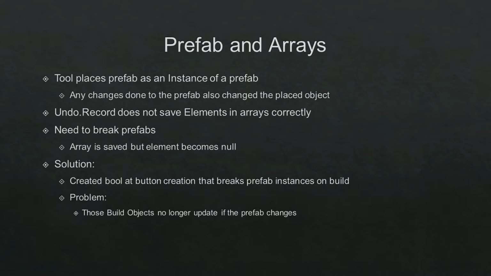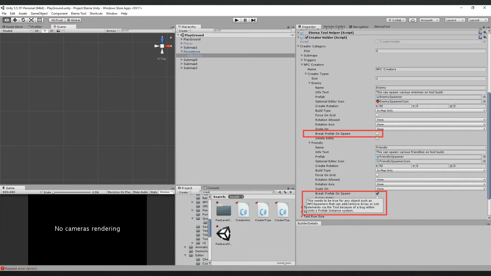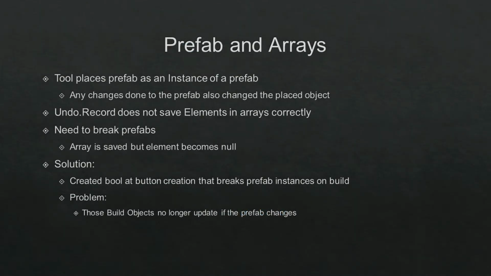This means that the instances are also updated if the prefab is. There is a bug, however, with Unity's undo record function if an object is a prefab instance. Adding a new element to a list or array will save the size but not the element, which then becomes null on play. To solve this, the user can select to break the prefab for each individual builder button. This will make sure that the placed object is not an instance, which solves the bug, but it will no longer update when the prefab is updated.